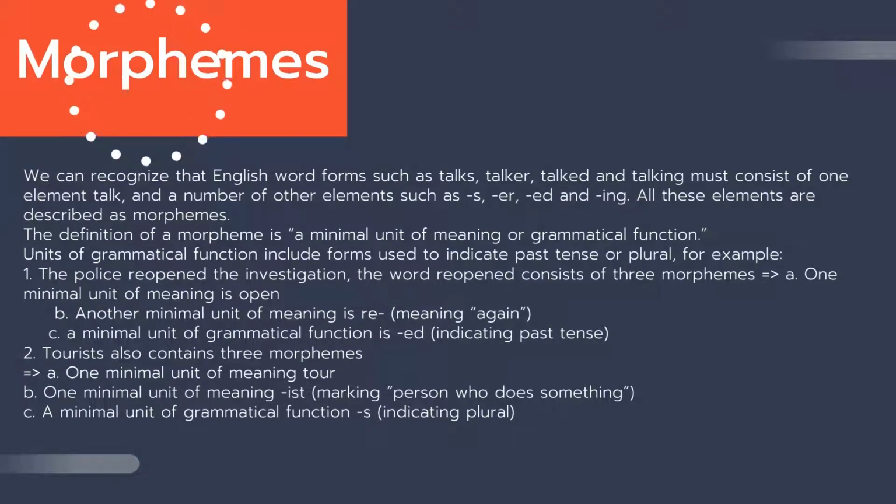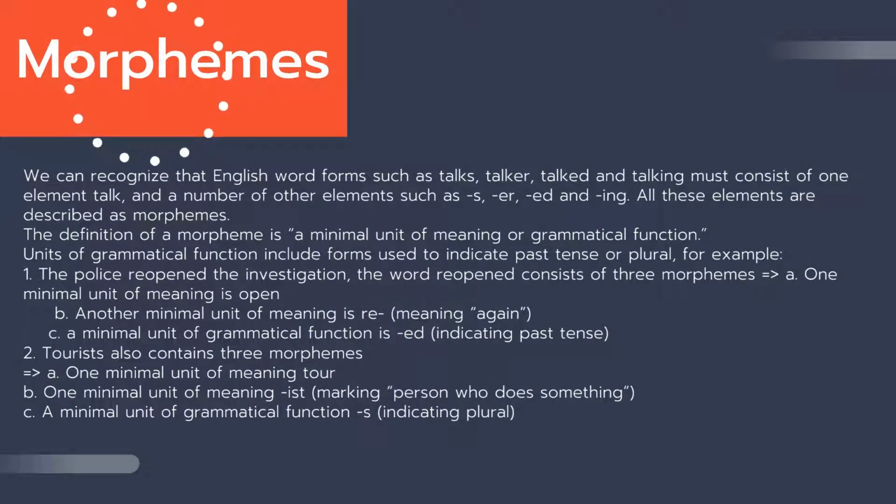Units of grammatical function include forms used to indicate past tense or plural. For example, 1. The police reopened the investigation. The word reopened consists of three morphemes. A. One minimal unit of meaning is open. B. Another minimal unit of meaning is re-, meaning again. C. A minimal unit of grammatical function is -ed, indicating past tense.